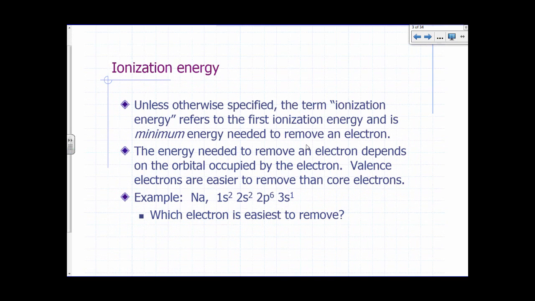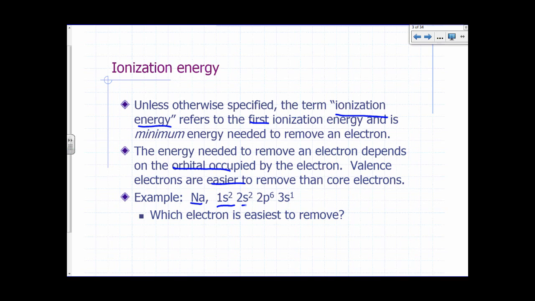So that's what ionization energy is. Unless otherwise specified, when we use the term ionization energy, we generally refer to the first ionization energy, the minimum energy needed to remove an electron. The energy you need to remove an electron depends on the orbital that the electron occupies. Valence electrons are easier to remove than core electrons. So you can think of the first ionization energy as the energy needed to remove the valence electron from an atom. Here's an example.